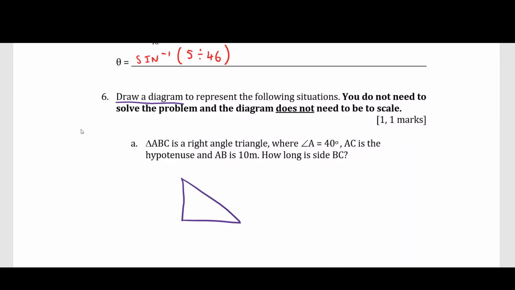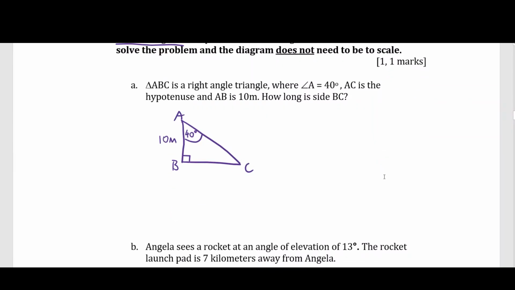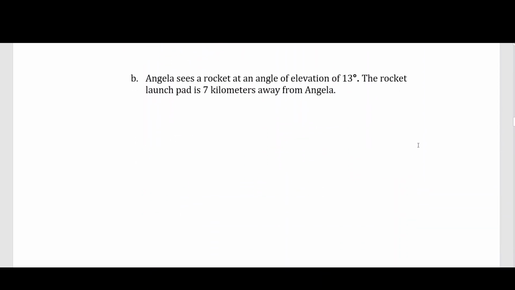AC is the hypotenuse. A to C is the hypotenuse, the long side. Angle A is 40 degrees. There's angle A in there. And AB is 10 meters. So A to B, so there's our right angle. A to B is 10 meters. And that's it. So all you need to do is just draw the situation. You don't need to solve it.